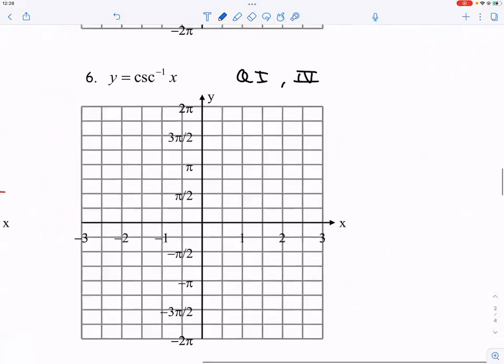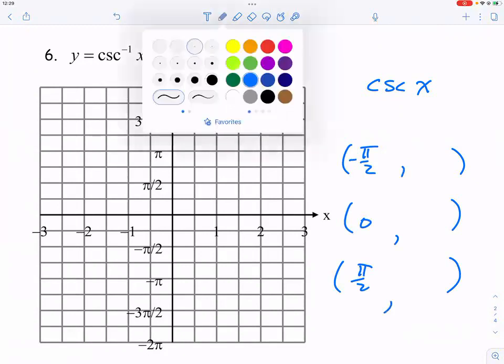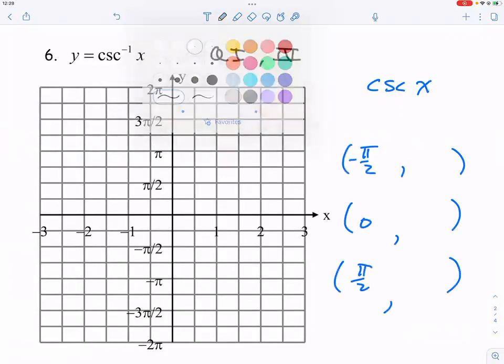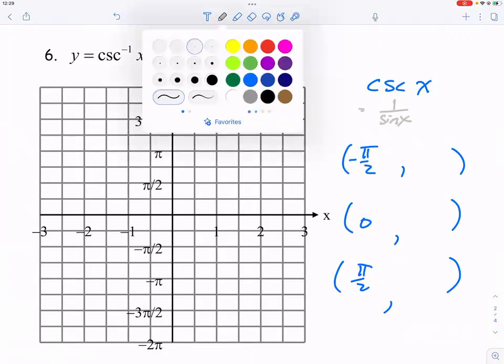And number 6, inverse cosecant x. So I'm going to ask myself, what is cosecant x? We have quadrant 1 and quadrant 4, so we will go from negative pi over 2, 0, and pi over 2, and then we'll investigate what the values are. Since it's cosecant x, we can think about 1 over sine x. If it's negative pi over 2, what is sine of negative pi over 2?